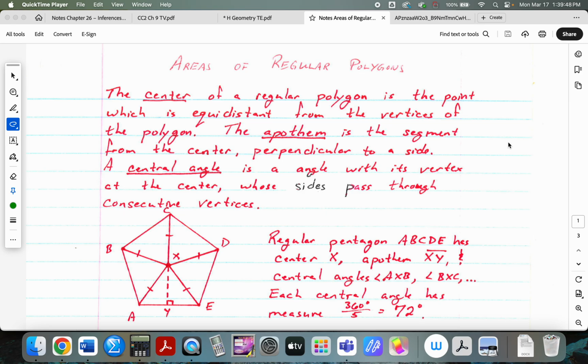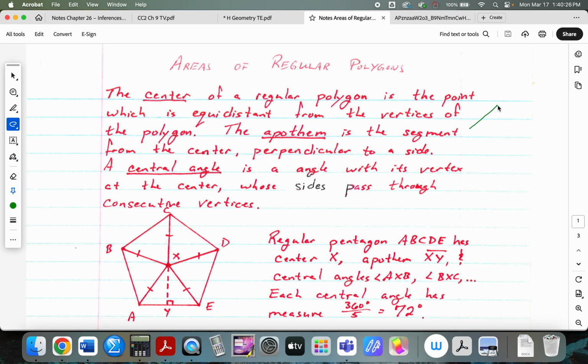So we're going to start with quite a bit of vocabulary here. So the center of the regular polygon, and I guess maybe we should talk about what a regular polygon is. A regular polygon is a polygon that is both equiangular, meaning all the angles are the same, and equilateral, meaning all the sides are the same. When you were a little kid and you first learned about shapes, if you learned about what a pentagon was, undoubtedly they showed you a picture of a regular pentagon. They didn't show you something that was irregular.